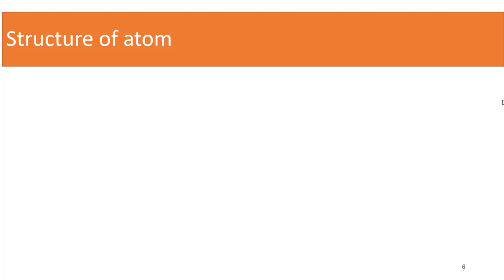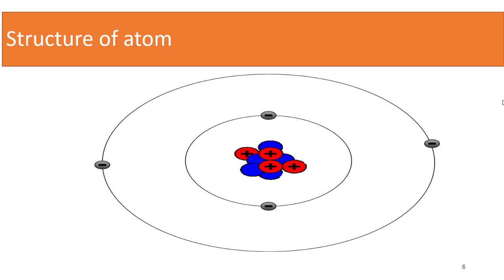Dear students, you already know the structure of an atom and you learned that it consists of a tiny nucleus. This nucleus is lying in the center and electrons revolve around the nucleus. Now we will discuss how the electrons revolve around the nucleus. The electrons revolve around the nucleus in different energy levels or shells. You can see these circular orbits. These circular orbits are known as shells or energy levels.